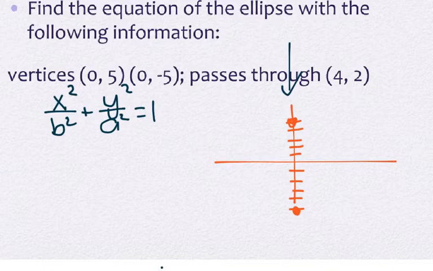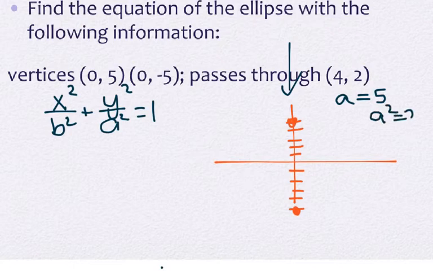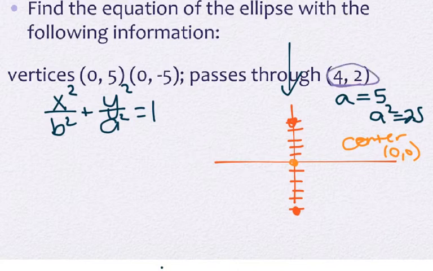And the a squared, if a is 5, then a squared is 25. My center is half the distance between these two, so my center is 0, 0. And then they give me a point on my ellipse.